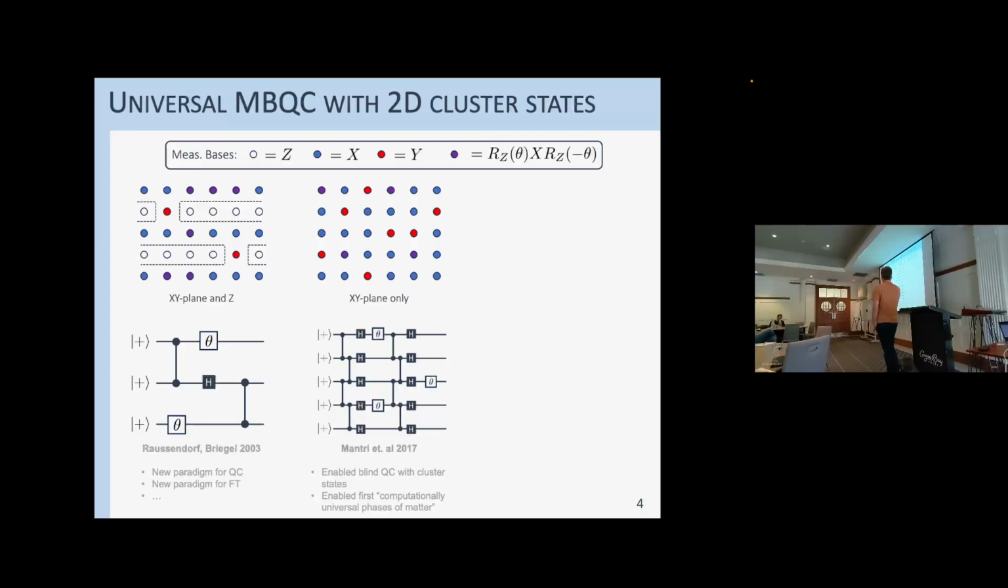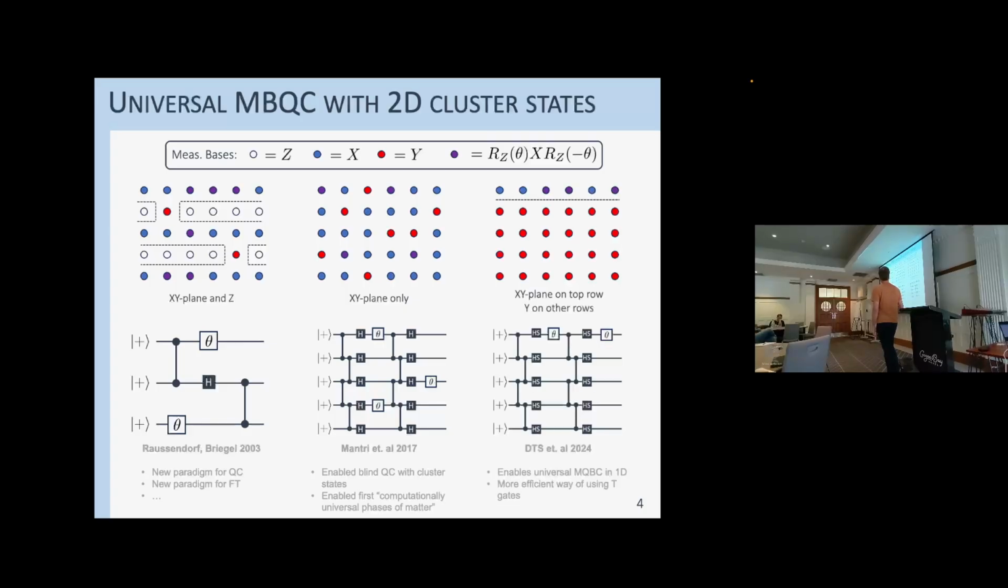But what I want to talk about is an even more restricted setting, where the measurements I'm allowed to do on all of the rows except the first one, I measure in Y, and I have no choice. I just measure in Y. And so my only options are choosing the measurement in the XY plane on the top row. So this is a very restricted setting of measurements I'm allowing myself to do. And we study it in this paper.